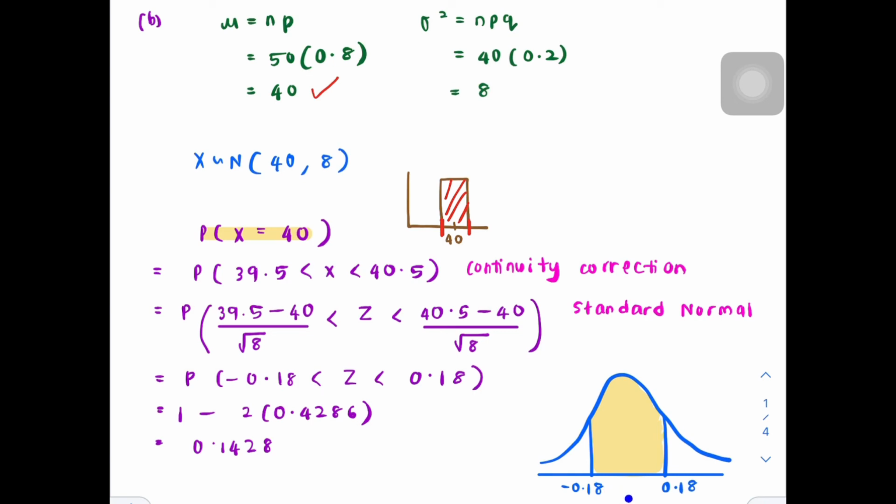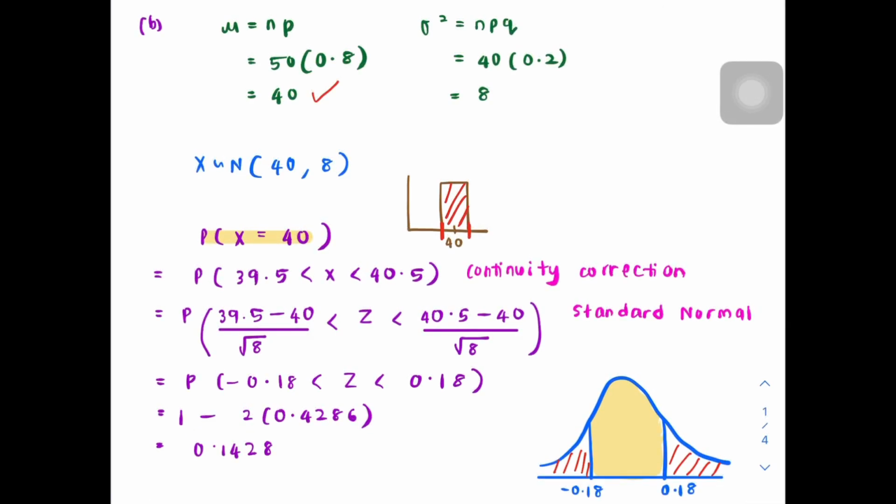So how can you find from the table? Table only reads the tail side area. So you have to minus these two tail side areas. So if you refer to the normal table, 0.18, the probability will be 0.4286. And then times by 2. Why? Because these two areas are the same. Because this is symmetry. So 1 minus 2 times 0.4286, you will have the answer 0.1428.